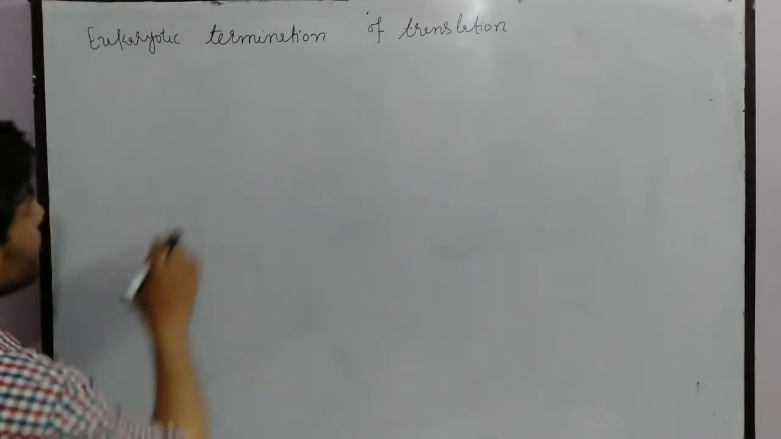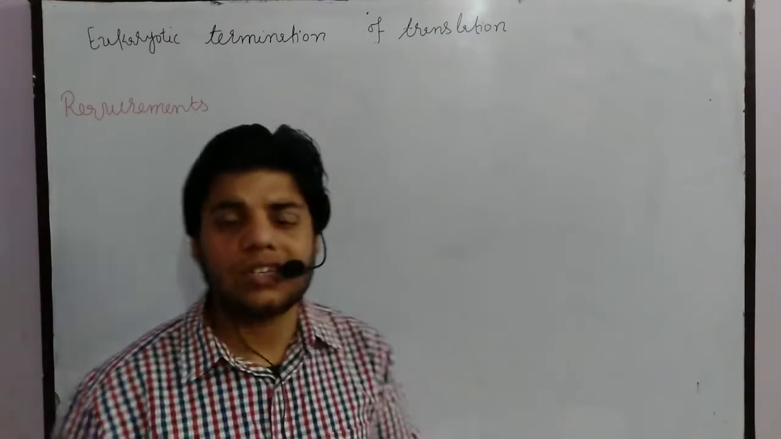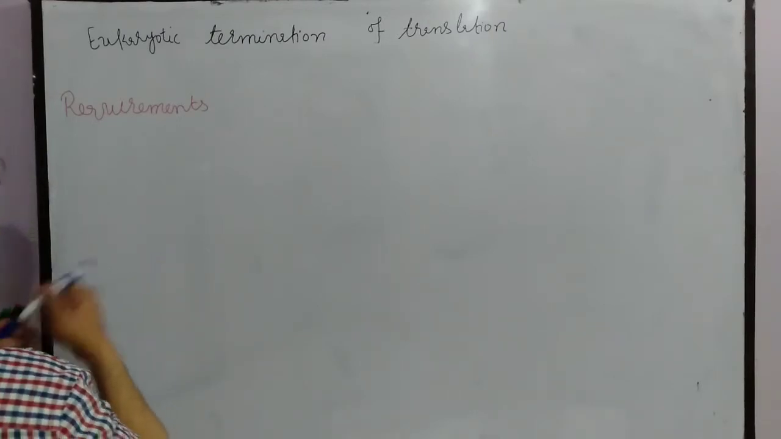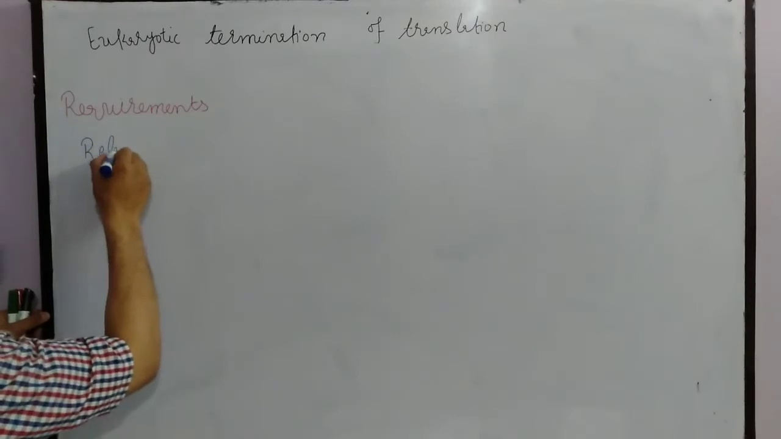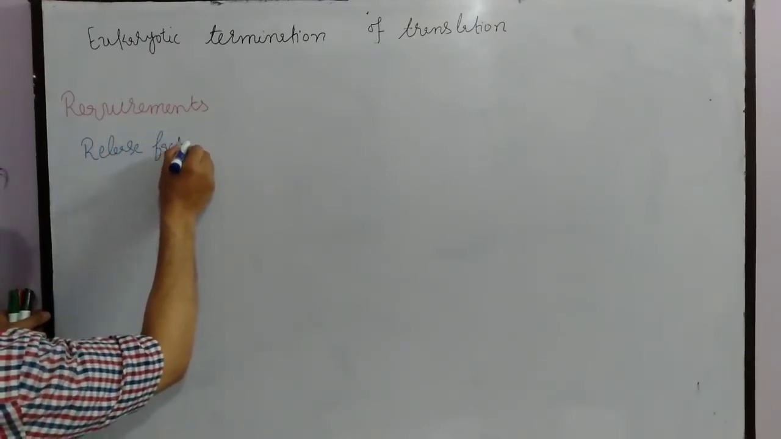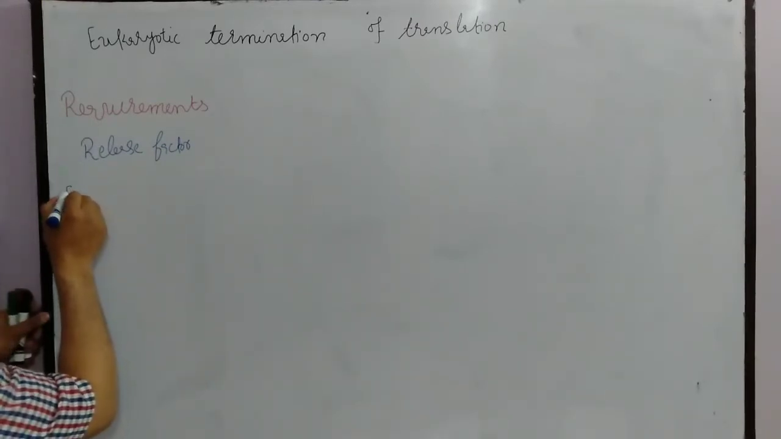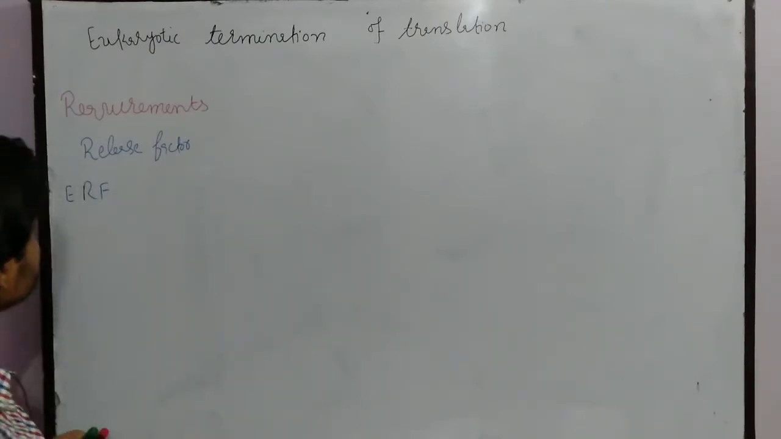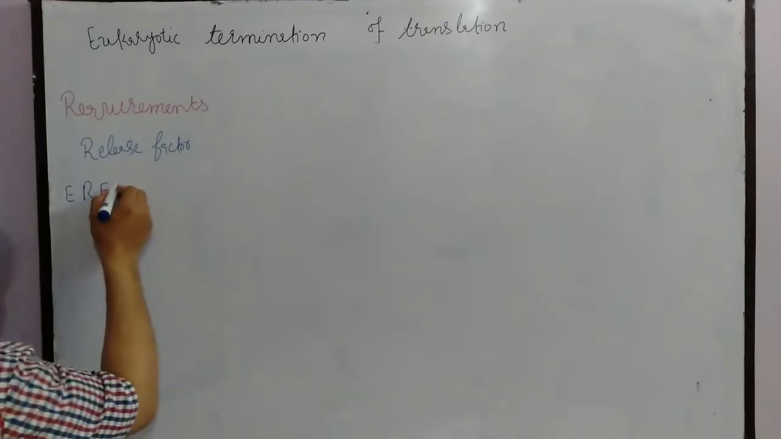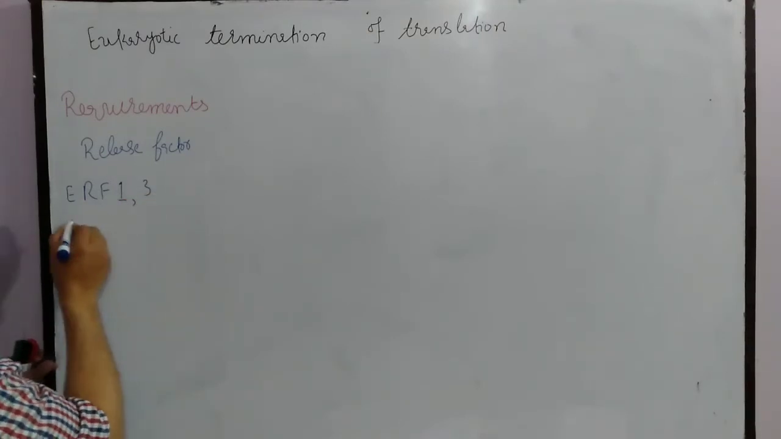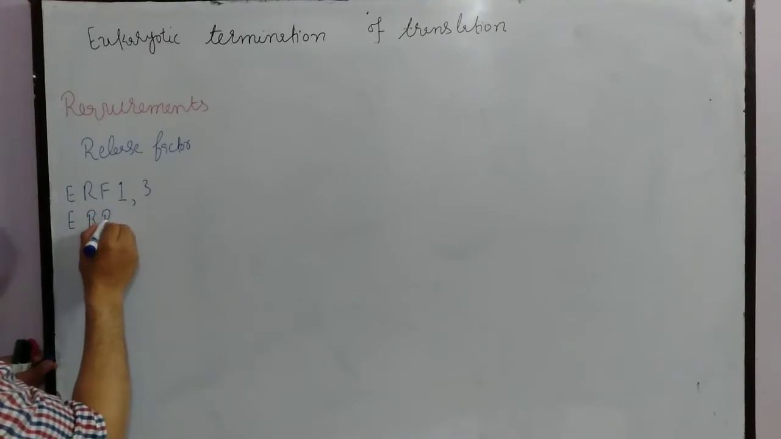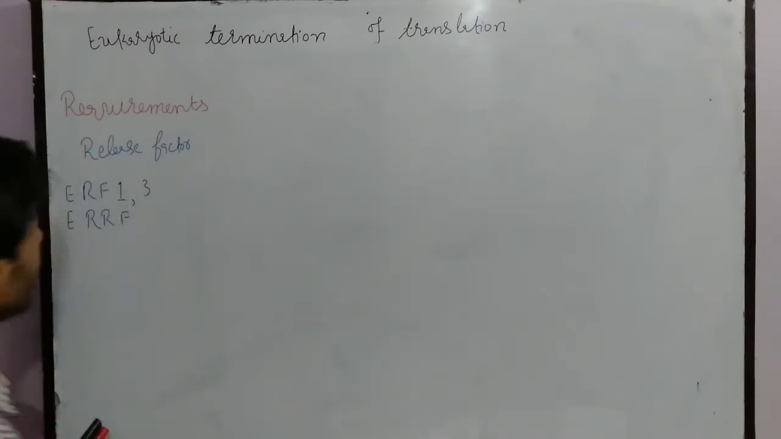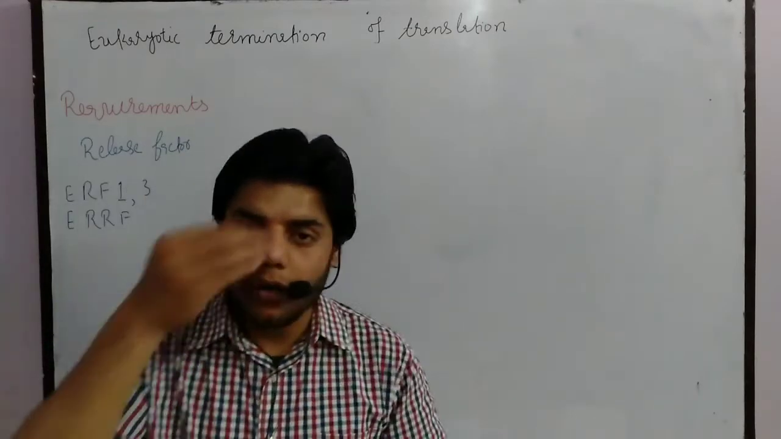So in this case, what do we actually require? We require all those things which we talked about in initiation of the translation and elongation of the translation. But moreover we also require the release factors. We denote them by eRF. E means eukaryotic, R means release, F means factor. So we require eukaryotic release factor 1, 3, and moreover we require the eukaryotic ribosome recycling factor as well. These are the three main release factors that we require in termination of the translation.